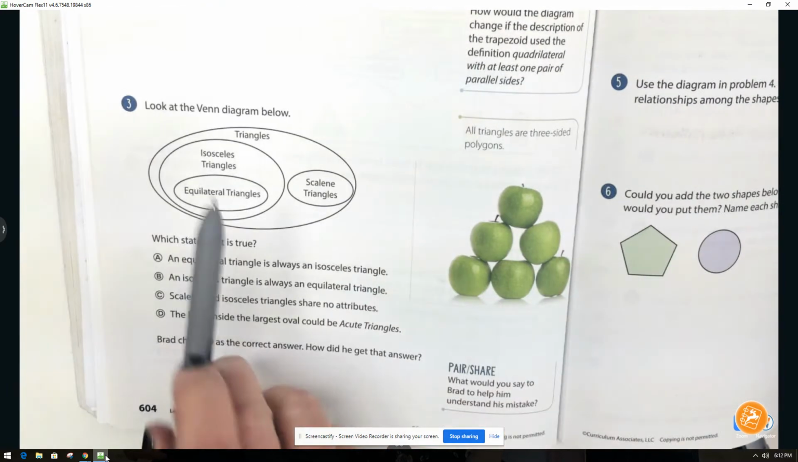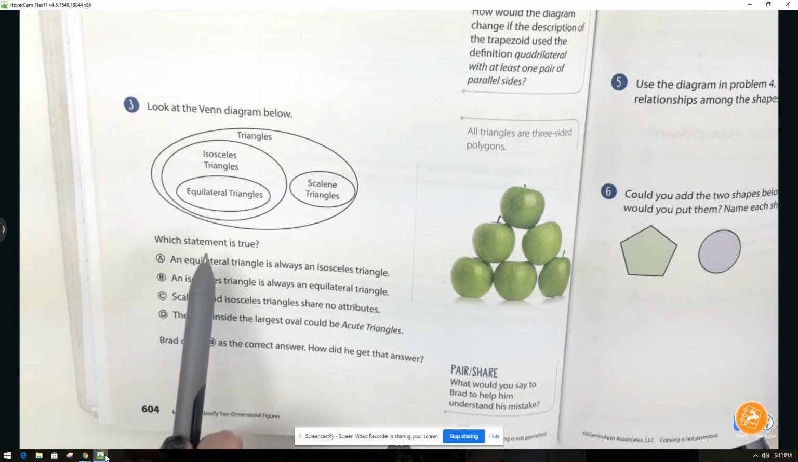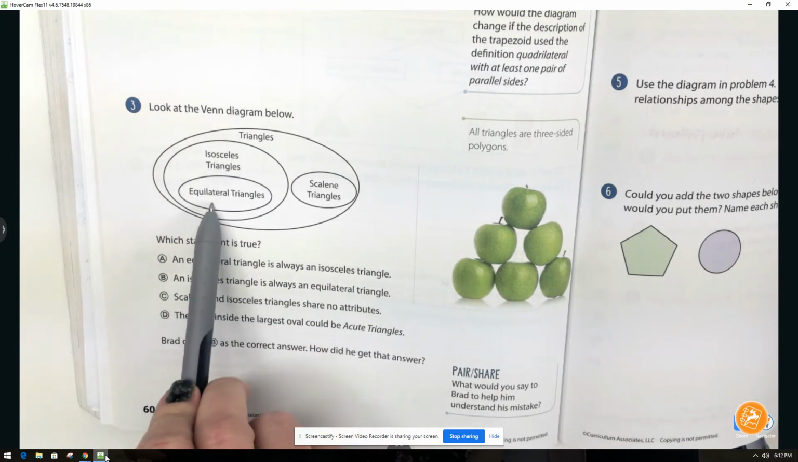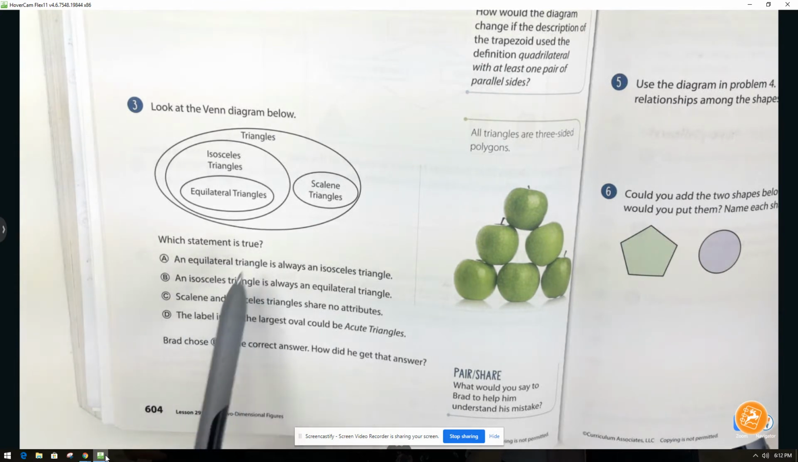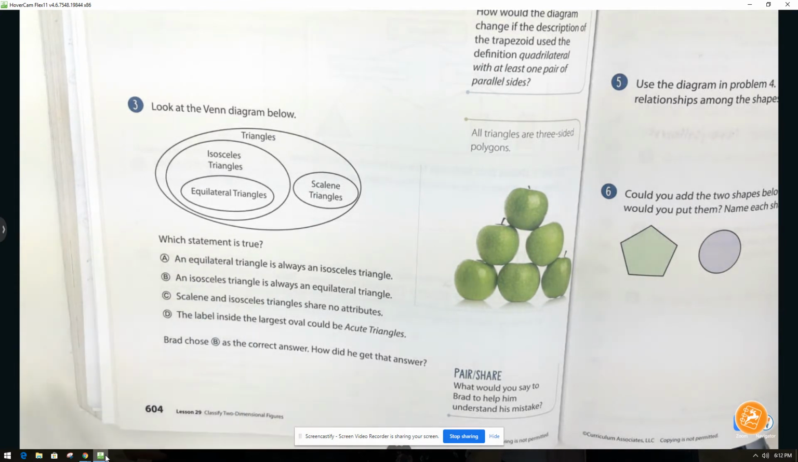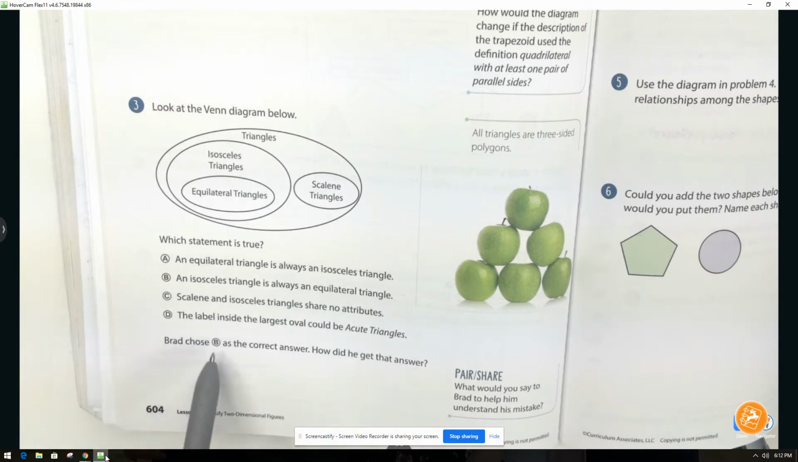Number 3, look at the Venn diagram below. We have triangles, isosceles triangles, equilateral triangles, scalene triangles. Which statement is true? So which of these 4 statements is true? Now, Brad chose B as the correct answer. How did he get that answer? So sometimes Brad is correct and sometimes he isn't. So you need to figure out which of these is true and then tell me why Brad is or is not correct based off of what you find.